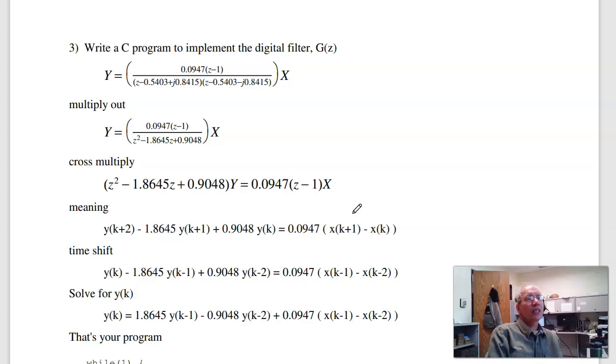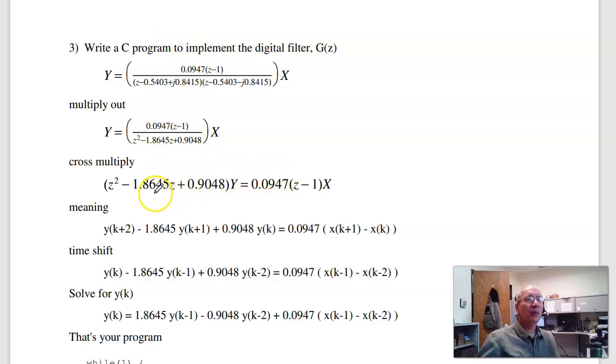The reason we like implementing filters in the Z-plane is it's really easy writing code. In the S-plane, I'd have to write programs that implement differential equations. That's not easy. In the z-plane, I implement difference equations. That's really easy to do. It's almost trivial. To see how that's done, take your filter in the z-plane, multiply it all out, cross-multiply.